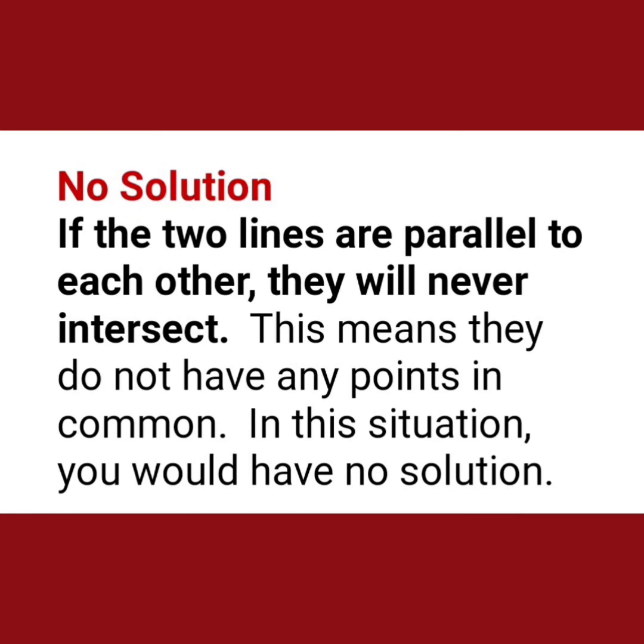Next, let us see the next case, that is no solution. If the two lines are parallel to each other, naturally they will not intersect, and thereby will not have an intersecting point. That means they will never intersect. This means that they do not have any points in common. In this situation, you will find no solution.